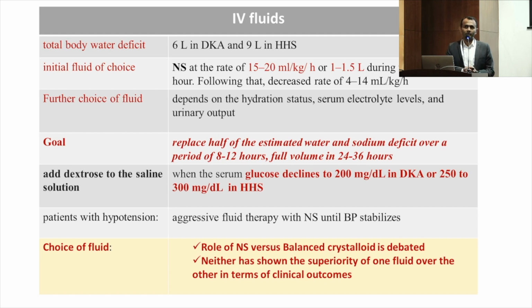That is very important. This is where most of the time our patients are under-resuscitated. The entire estimated deficit should be replaced in the total 24 to 36 hours from the time the patient has reached your place. So addition of glucose, the dextrose solutions to the saline solution, should start the moment the blood sugar reaches 200 to 250 in DKA. It is 300 to 350 in HHS.